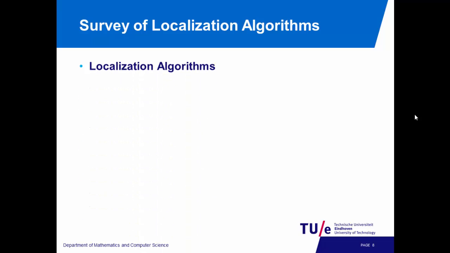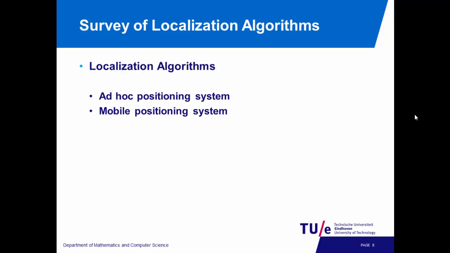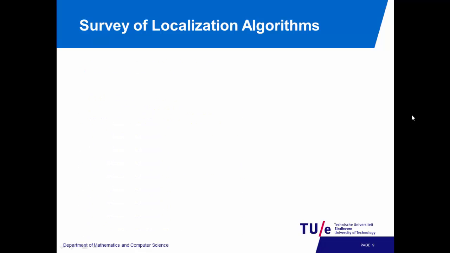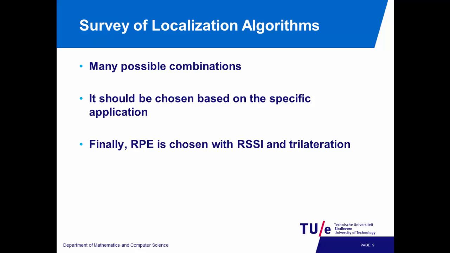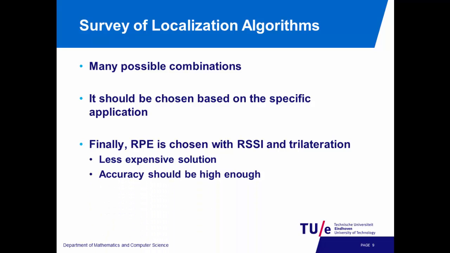Regarding localization algorithms, there are a lot of different options, and a lot of different localization algorithms have been used for different purposes. Some of them are ad hoc positioning system, mobile positioning system, or recursive positioning system. As we see, there are many possible combinations, and it should be chosen based on the specific application and its quality of service requirements. We finally chose the RPE algorithm, which stands for Recursive Position Estimation, with RSSI and trilateration, because it seemed like the most efficient solution regarding cost and accuracy.